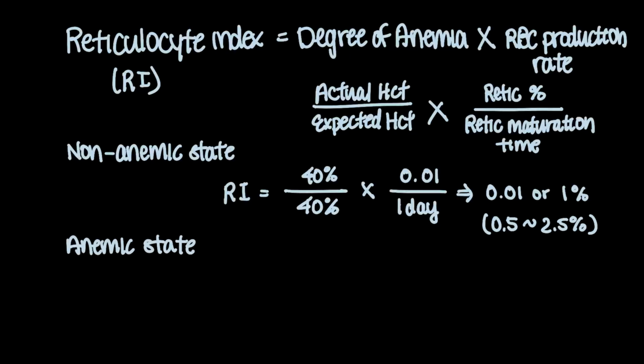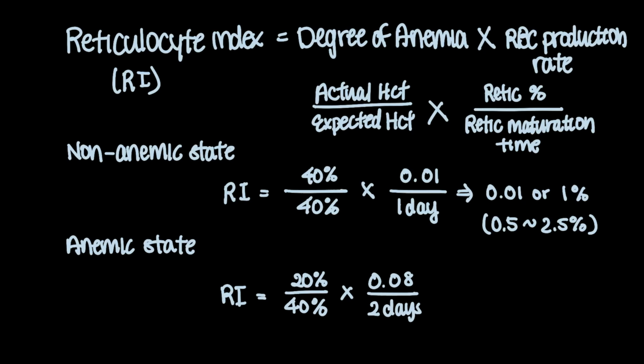In a state of anemia, however, the reticulocyte index should increase. So let's say, for example, a realistic example would be someone with a hematocrit of 20%. If you get lab values on this individual, then you'll find that the reticulocyte percentage may vary a little bit, but let's say for this example that their reticulocyte percent is about 8%. And again, we'll get to later why we know that that would correspond to about 2 days of reticulocyte maturation time for someone with a hematocrit of about 20%. But you'll see that if you were to calculate all of this out, the reticulocyte index would be about 4%.